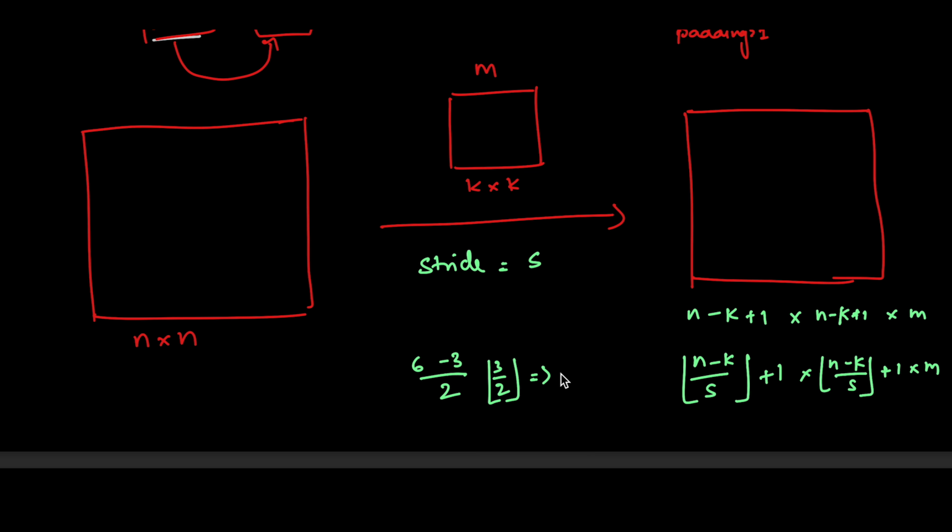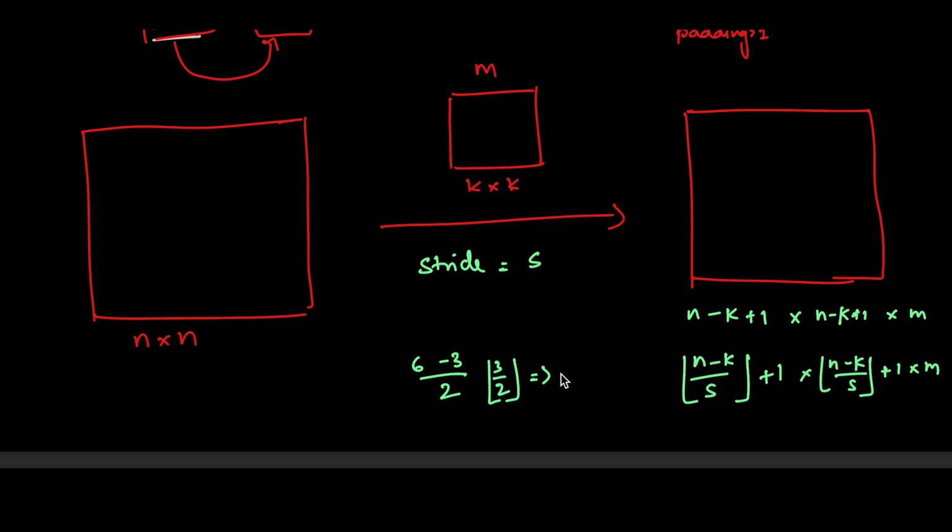whenever stride is 2. If you are making it 8, 8 minus 3 will be 5. So 5 by 2 will be 2.5, and the lower bound will be 2. 2 plus 1 will be 3. Like that, we'll be getting the correct shape every time. So use this formula whenever you want to calculate the output shape.